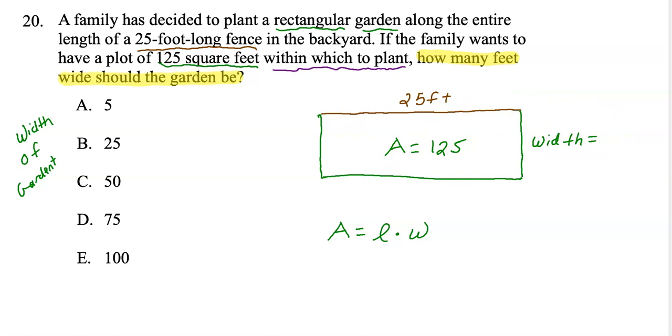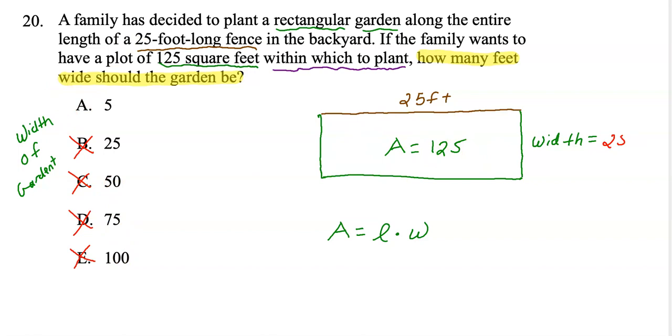Well, let's just look at our answer choices to help us. You know what? I can eliminate all of these, and I can see the answer is A, because let's think about this. The length is 25. If the width were 25, 25 times 25 is way bigger than 125, and same with these numbers as well. So my answer is A.